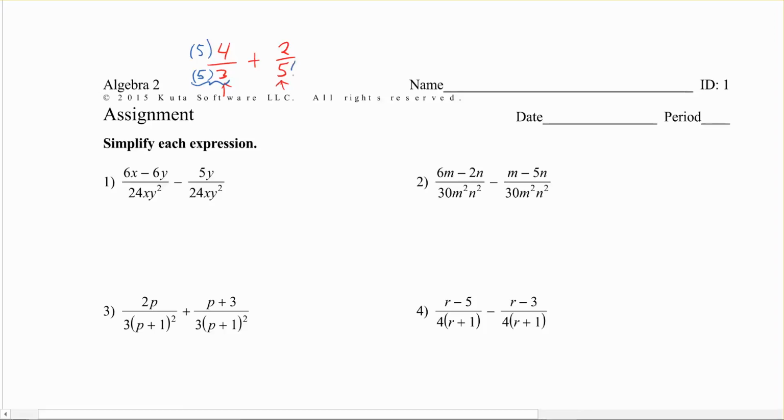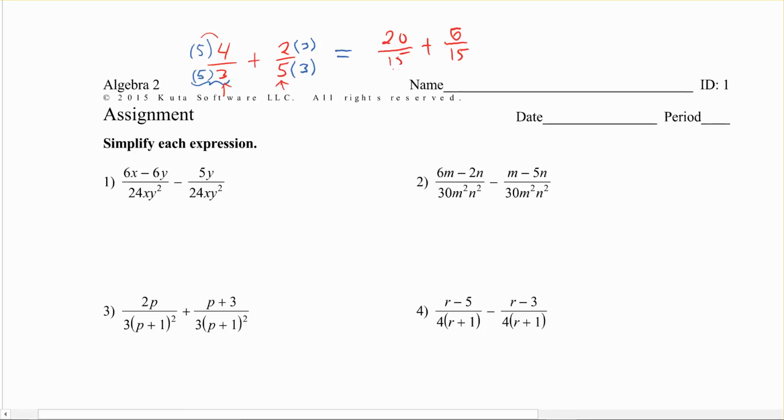And I look over here and say, okay, what do I multiply 5 by if I want the denominator to be 15? Well, I have to multiply that by 3. But if I do that, I also have to multiply the top by 3. So if I rewrite this expression over here, I end up with the top here, 5 times 4, this would be 20 over 15, plus 2 times 3 is 6 over 15.